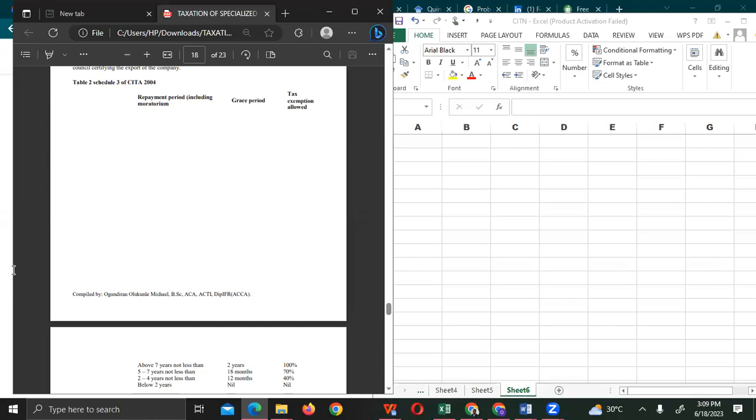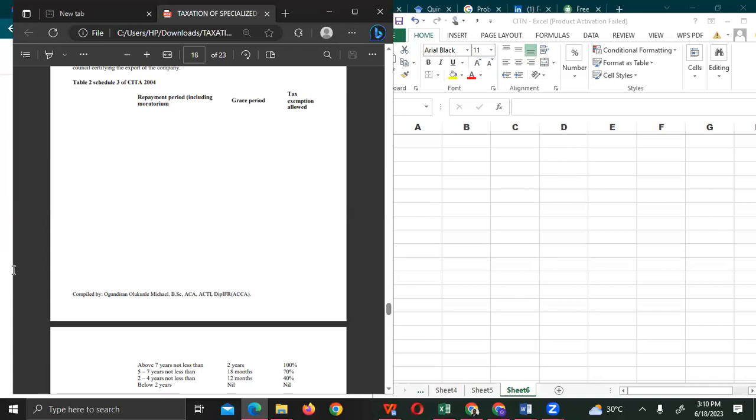Yes, sir. Okay. When the loan tenor is within 7 years and the grace period is 18 months, that's 1 year 6 months, then interest income from such a loan would be 70% exempted from tax. If it is within 2 to 4 years and the grace period is 12 months, then the interest income will be 40% exempted from tax.